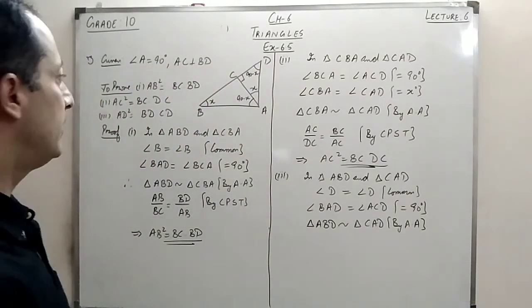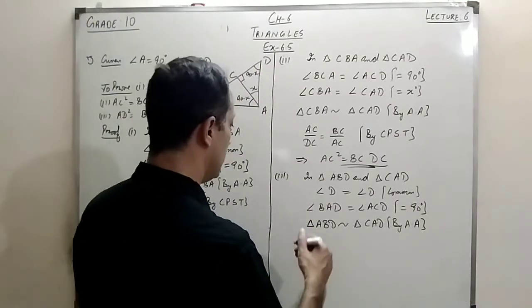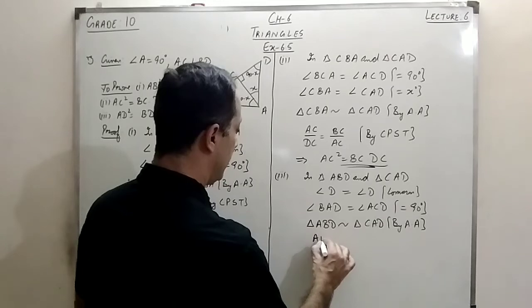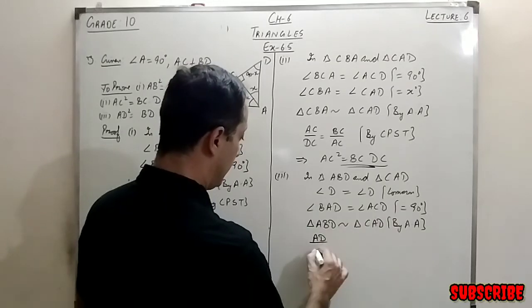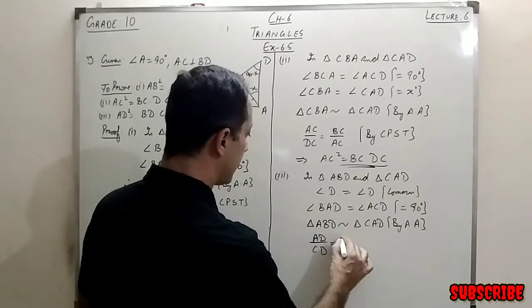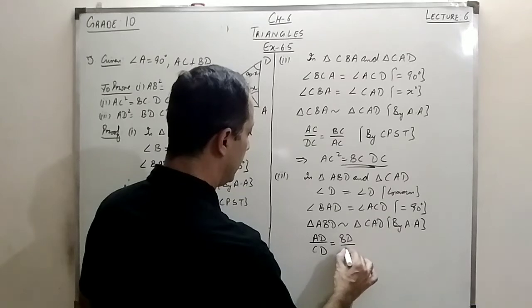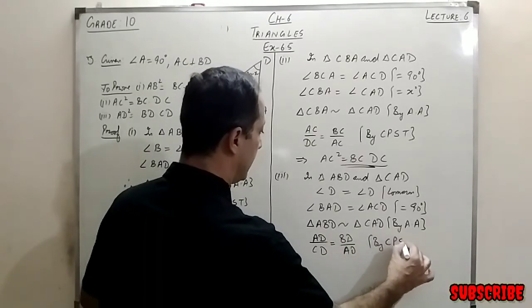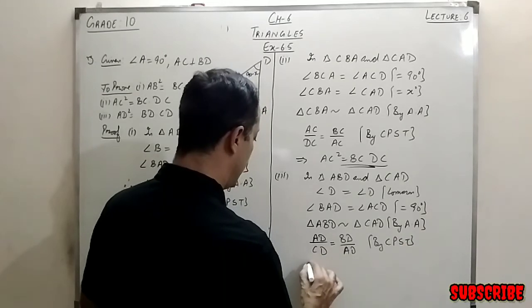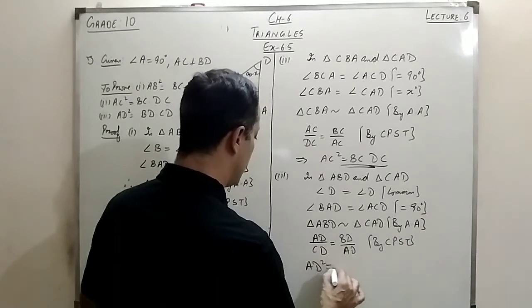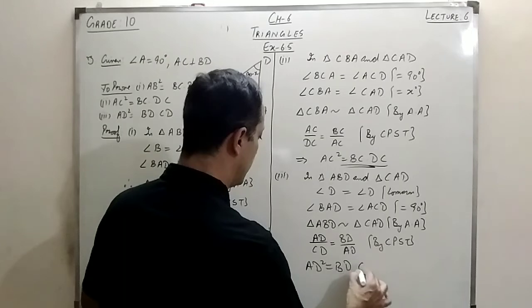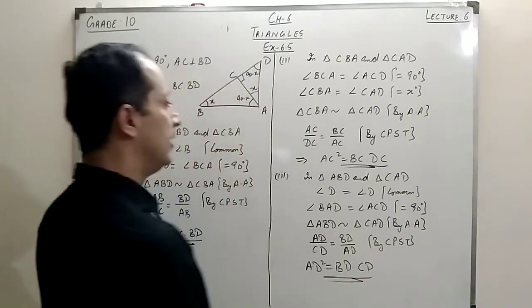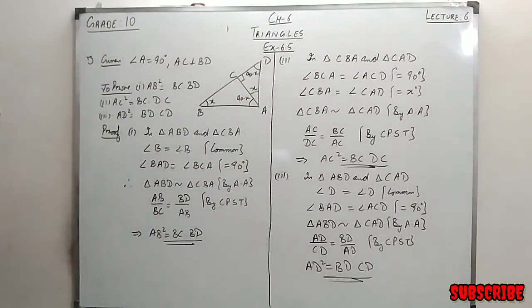So when the triangles are similar, sides will be in proportion. So what I require, AD upon CD is equal to BD upon AD, and when I cross multiply this, this is by CPST, and after cross multiplying, what I get is AD square is equal to BD into CD. So this was the proof of the third question.